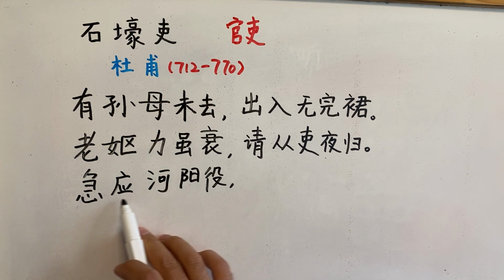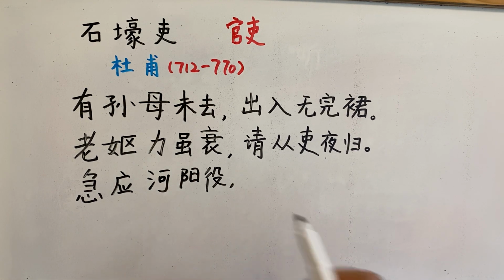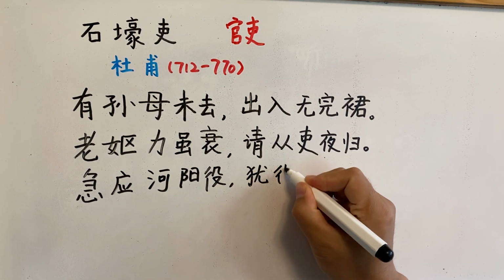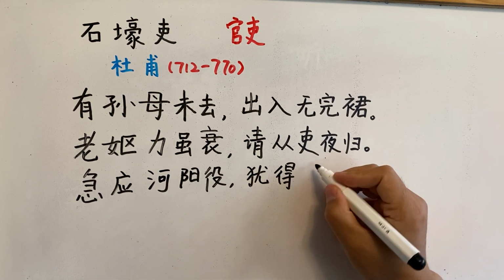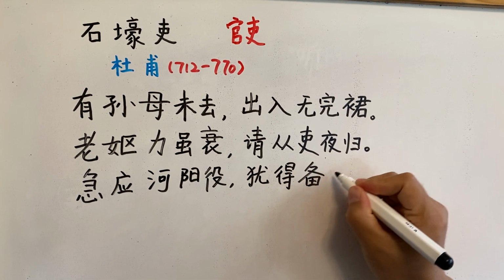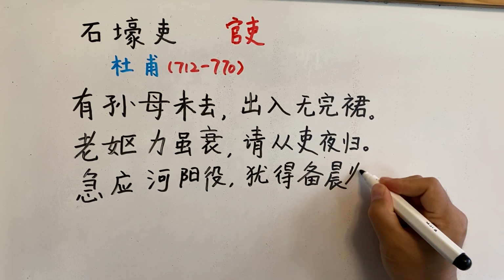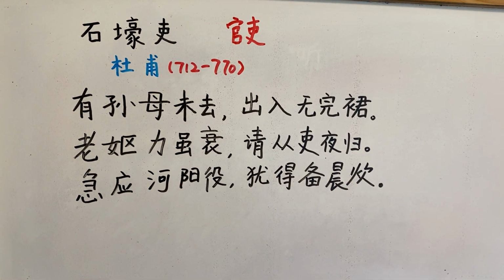急应河阳役，犹得备晨炊。犹得备晨炊，备晨炊。It means the old lady is explaining to the officers what she can do for them. Right? So that means if you let me, I could be there and cook.